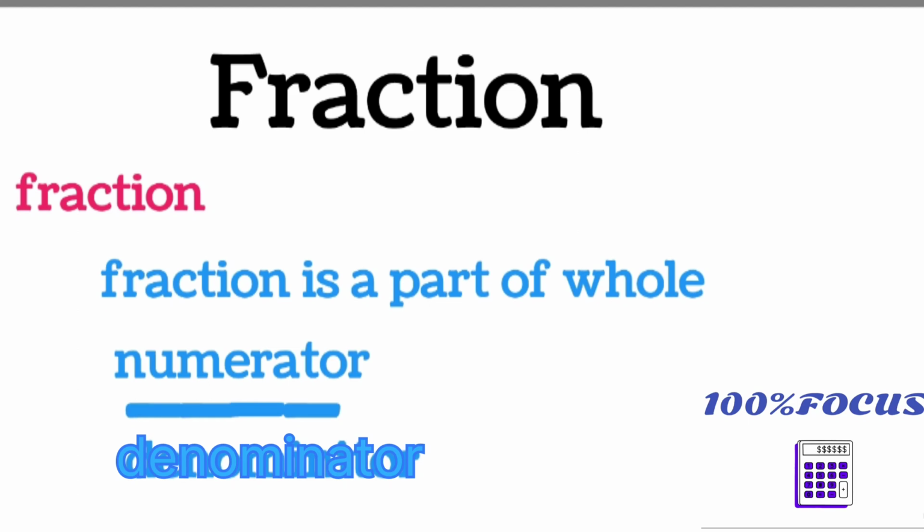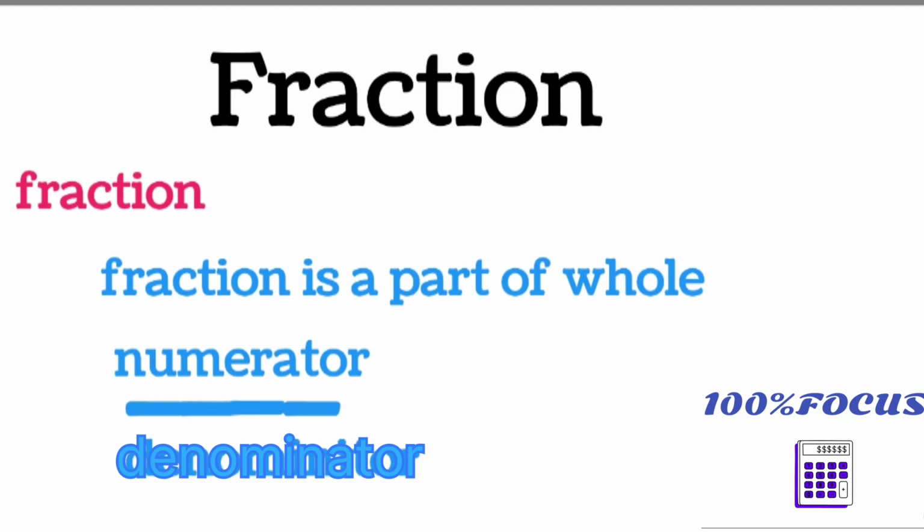So from whole, a small part is called a fraction, and these fractions are represented by numerator and denominator. We write these fractions as numerator and denominator, right?